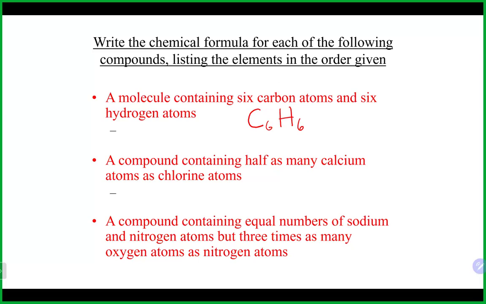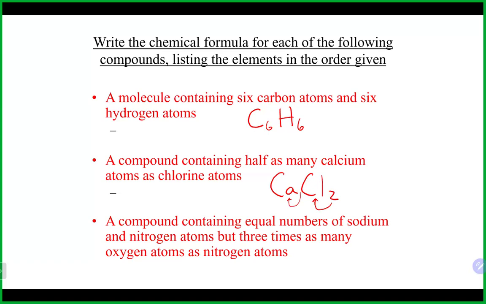A compound that has half as many calcium atoms as chlorine. Calcium is capital C, lowercase a. And if I have twice as many chlorine as I do calcium, chlorine is capital C, lowercase l, and I would need a 2. Again, 1 calcium for 2 chlorines in this case would be our proper formula, CaCl2.